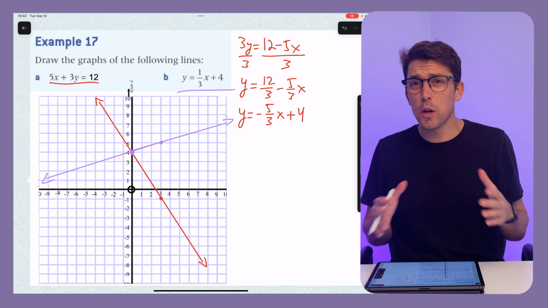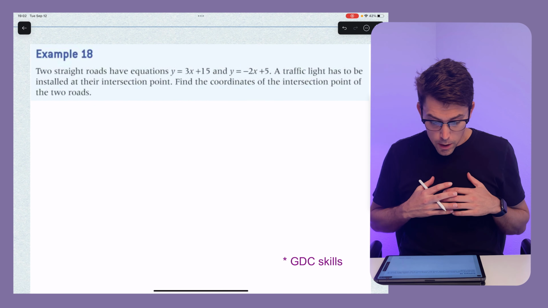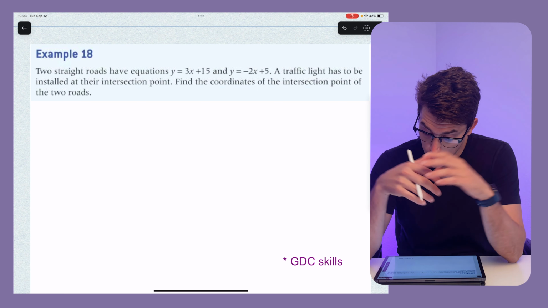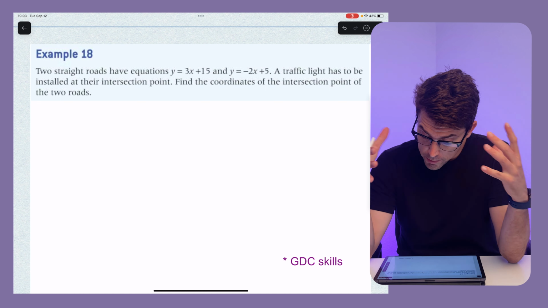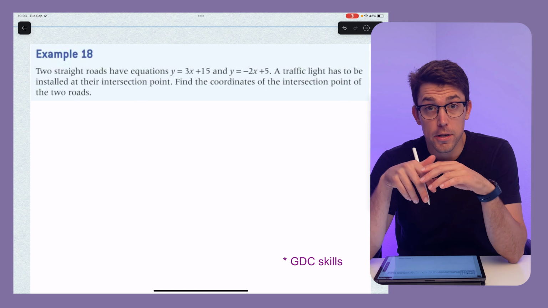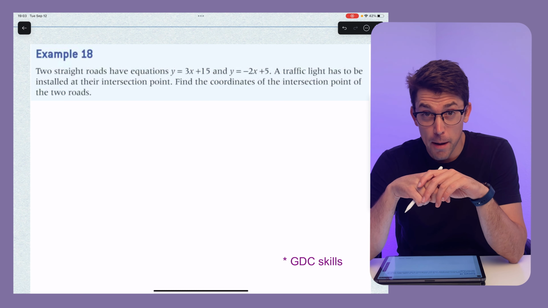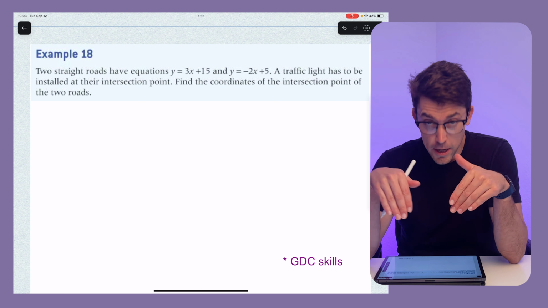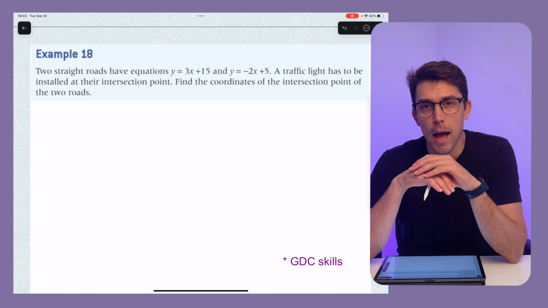Okay, now let's take a look at a word problem and see what that looks like. So if we have two straight roads that have equations y equals 3x plus 15 and y equals -2x plus 5, we want to see, hey, a traffic light's got to be installed here at where these two roads intersect. It's going to be one of those probably speed cameras or checking a red light or something like that. And we want to find the coordinates of the point of intersection of the two roads to find out where this camera actually needs to be installed.